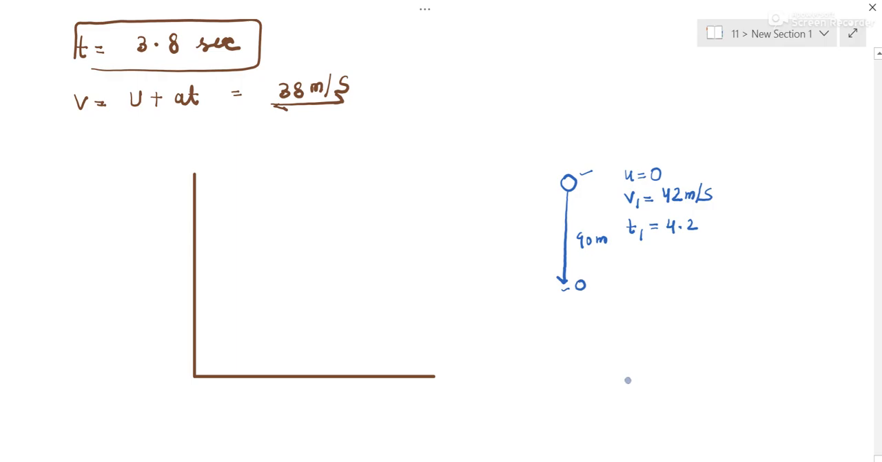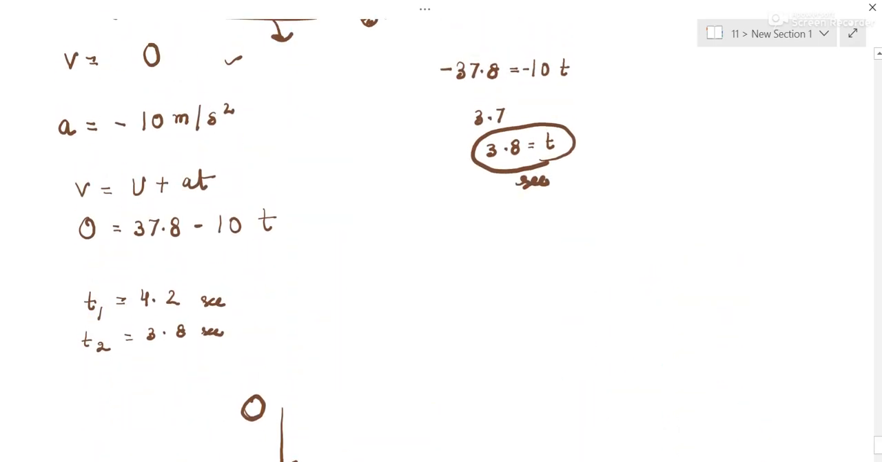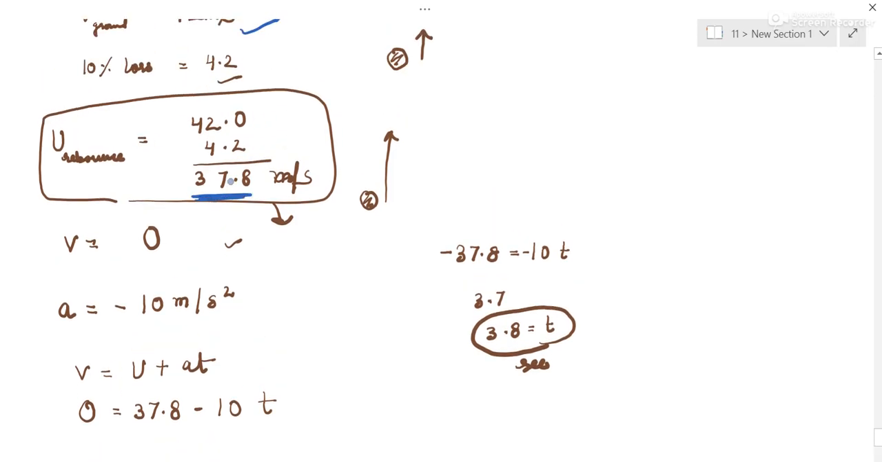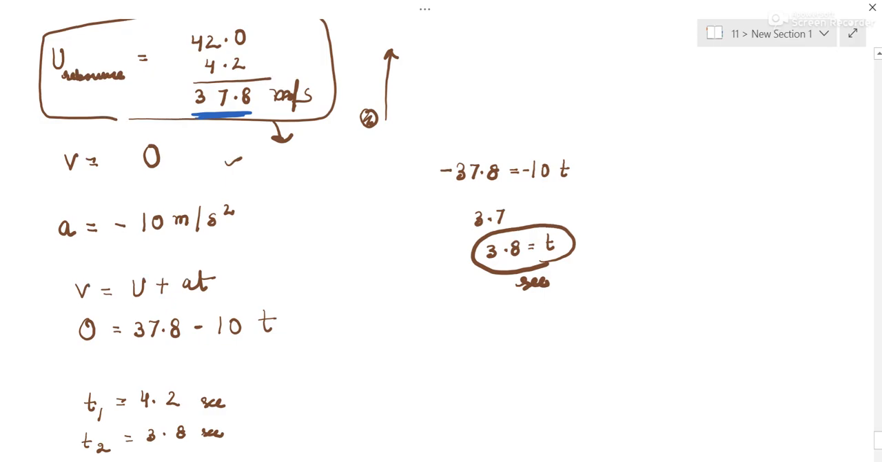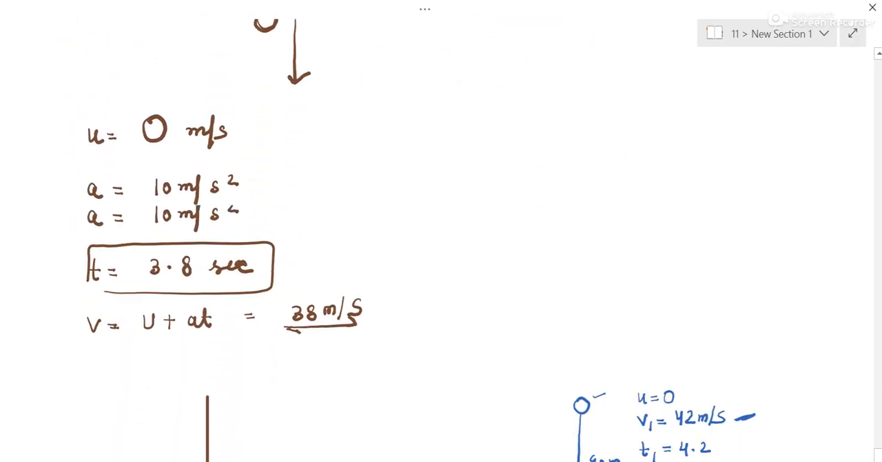Now the ball is here, so it will go up. When it goes up, the final velocity is 0. So this is v4, v3, and v2 here is after 10% loss in this. We have noted that also down. That is 38.4 meter per second. I don't know, but yes, approximately 38. Let us see this value. Yes, it is 37.8, so it is okay, 38. And time came as 3.8. 38 and 3.8.